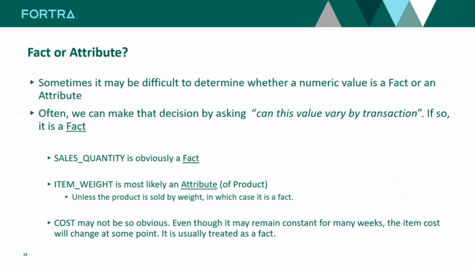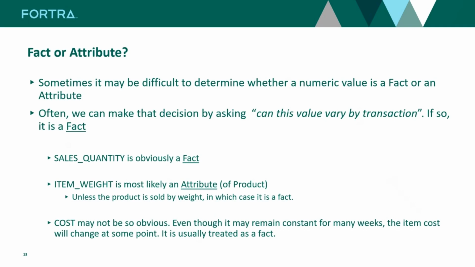It's also not always obvious whether a data item should be a fact or an attribute. If unsure, we should ask, can this value vary by transaction? If the answer is yes, as in the case of sales quantity, then it is obviously a fact. For something like item weight, it is likely an attribute of product. Many products will always have the same weight, but if you're selling apples by the pound, then of course weight would be a fact of the transaction.